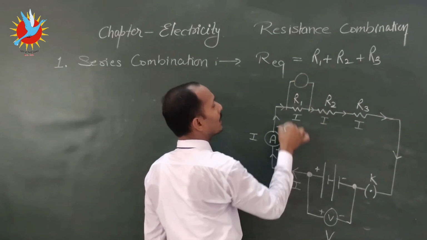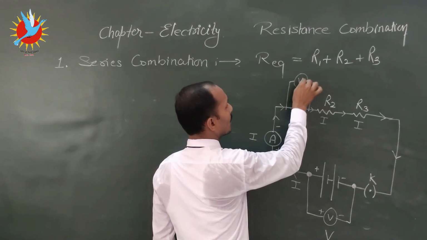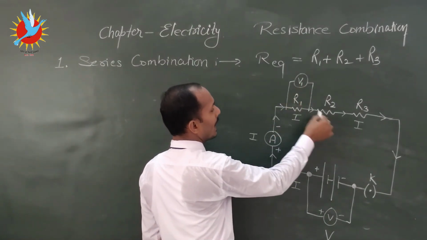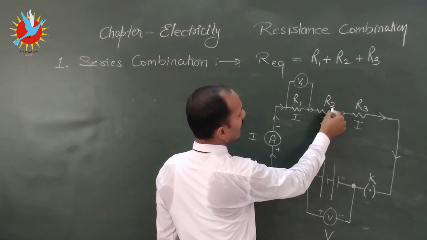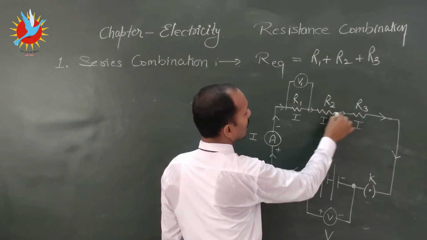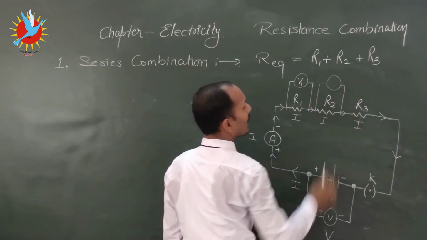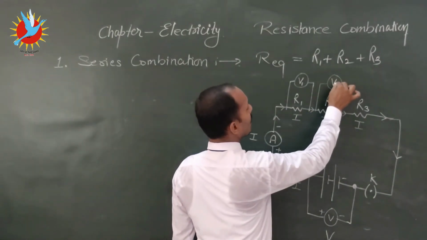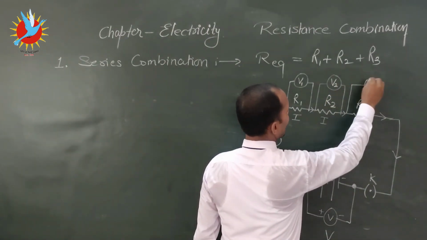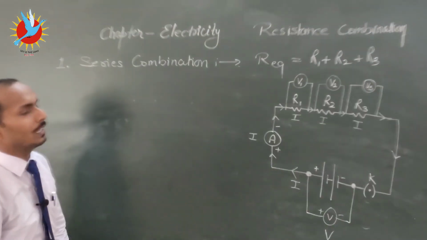Here I use a voltmeter across the first resistor, and this voltmeter is V1. Now I want to know the potential difference across the R2 resistor, so I again use a voltmeter, which is V2. And to calculate the potential difference across the resistor R3, we use a third voltmeter, V3.